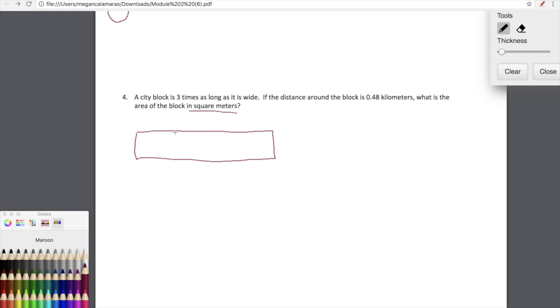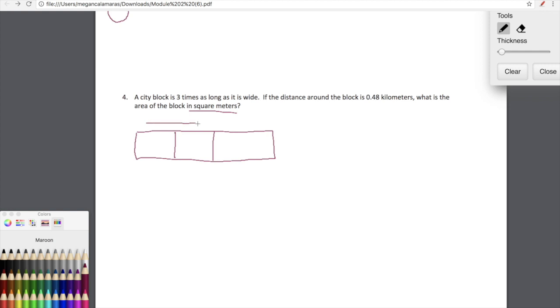We're just going to organize the information that we've been given. Okay, so here's the city block. Not proportional, these each should be the same size. Let's just pretend. So a city block, 3 times as long, 1, 2, 3, as it is wide. So it's 1, 2, 3 units long and 1 unit wide. So that's our city block.